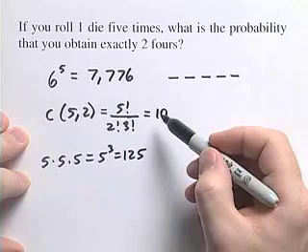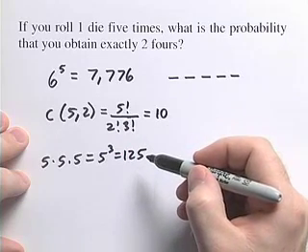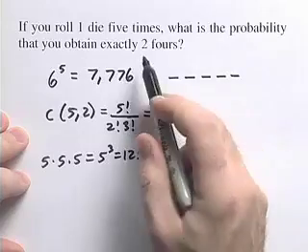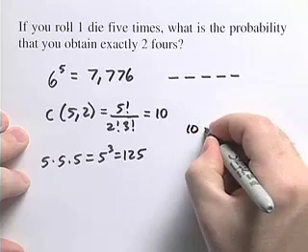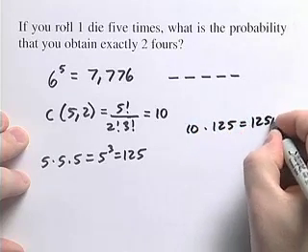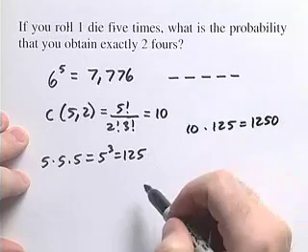So there are 10 ways to position the 2 4s. There's 125 ways to position the remaining 3 numbers. To get the total number of ways we can get exactly 2 4s, we need to multiply these together. We get 10 times 125, which is equal to 1,250. Now that's just the total number of ways that we can get exactly 2 4s.